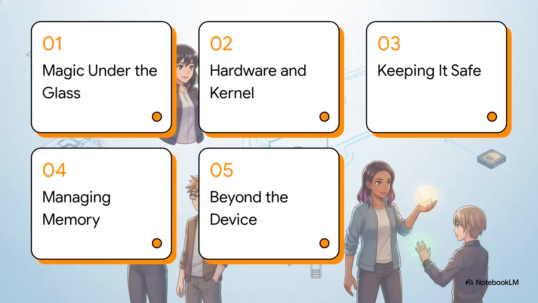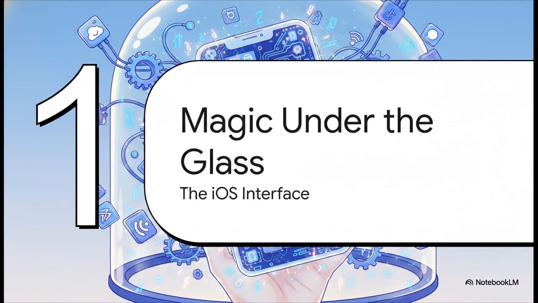Here's our roadmap for today. We'll start with 1. The magic under the glass. Then dive into 2. The brains, hardware and kernel. Explore 3. Keeping it safe, sandboxing. Take a look at 4. Managing the chaos, memory. And finally zoom all the way out to 5. Beyond the device, iCloud. All right, let's jump right in.